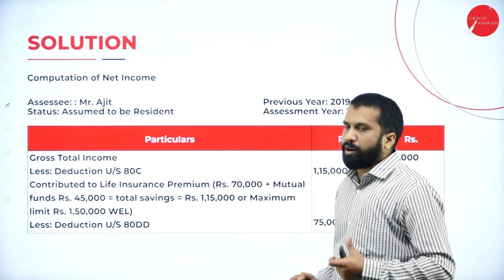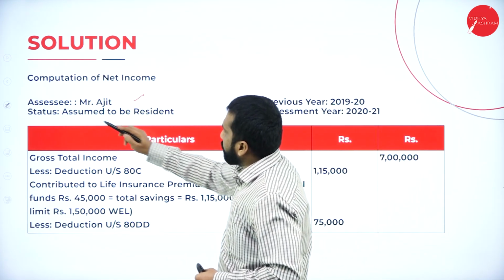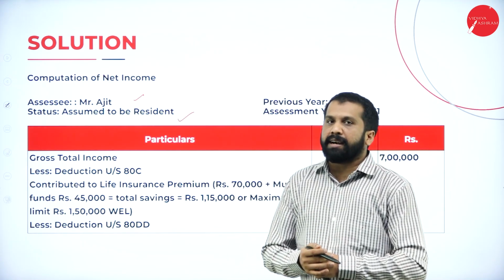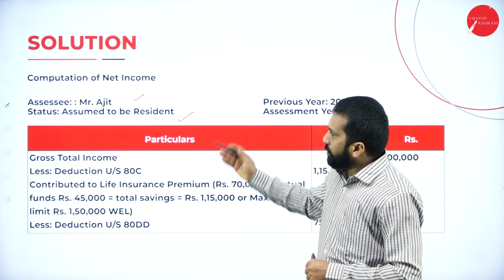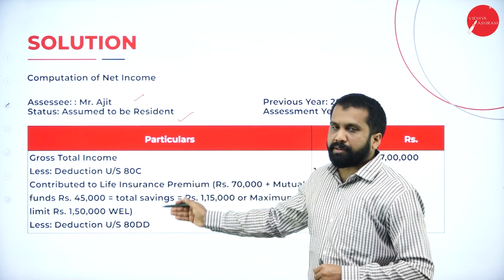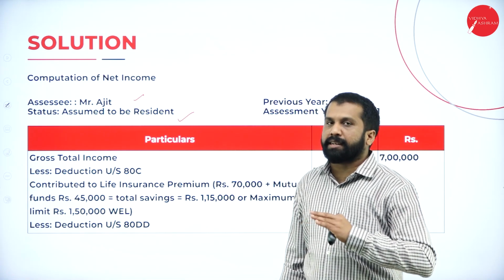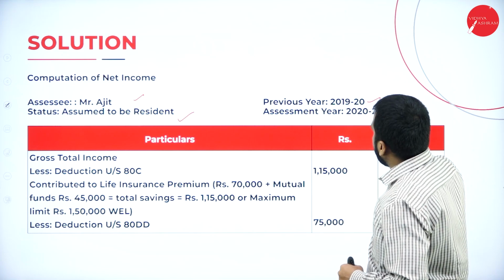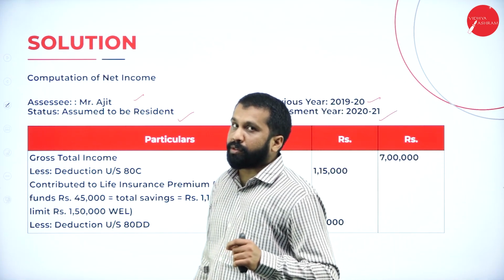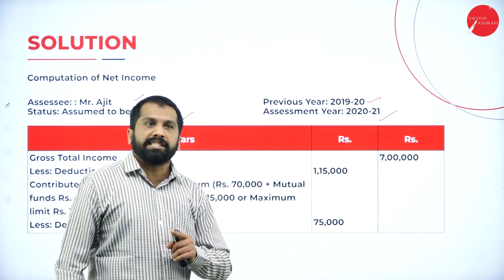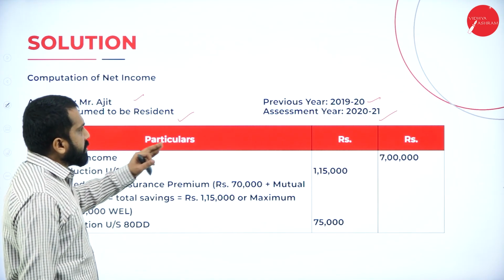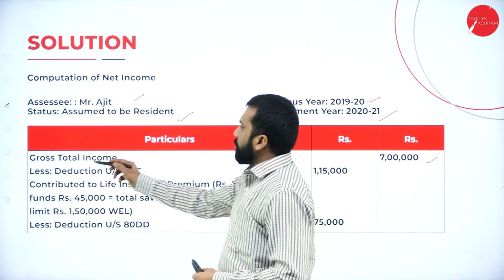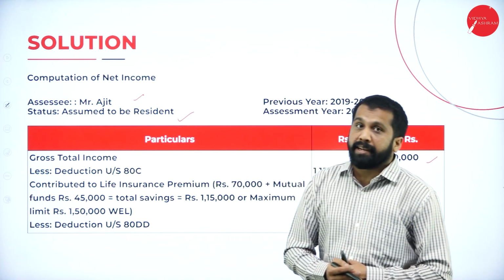Computation of net income of Mr. Ajit. Status is assumed to be resident because they have not mentioned whether he is a resident or a non-resident. All the details they have given are related to a resident only. That's why we consider this as resident. Previous year is always 2019-20. Assessment year always comes as 2020-21. So these are the information we have. We have to start from your gross total income.